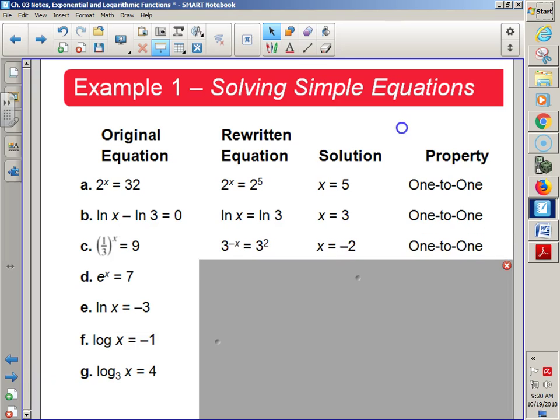Make it a negative. Good. So we rewrote the 9 to be 3 squared. Rewrote the 1/3 to be 3 to the negative 1, and a power to a power gets to multiply. 1-to-1 property. We like 1-to-1.